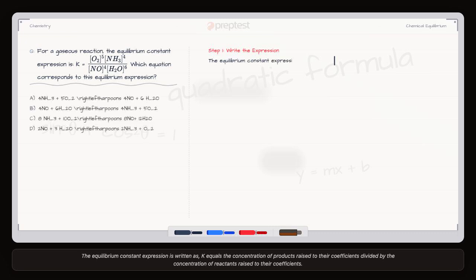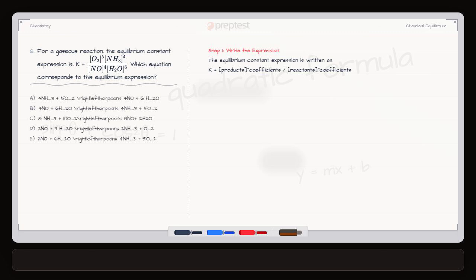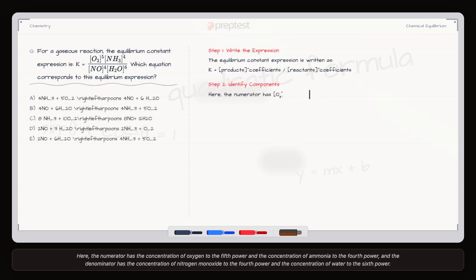The equilibrium constant expression is written as K equals the concentration of products raised to their coefficients divided by the concentration of reactants raised to their coefficients. Here, the numerator has the concentration of oxygen to the fifth power and the concentration of ammonia to the fourth power, and the denominator has the concentration of nitrogen monoxide to the fourth power and the concentration of water to the sixth power.